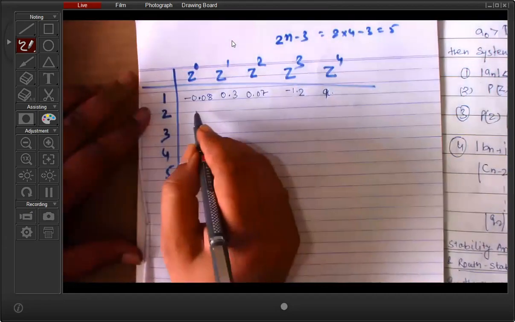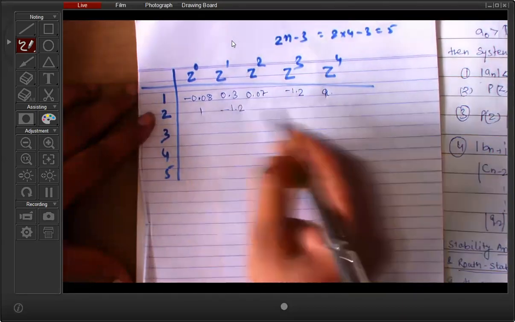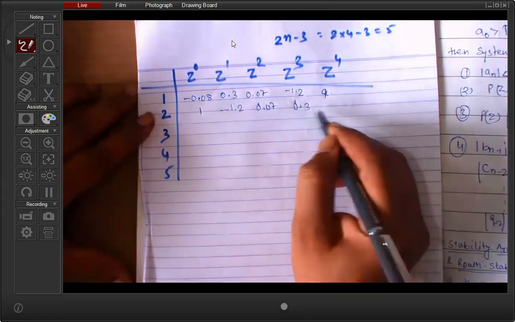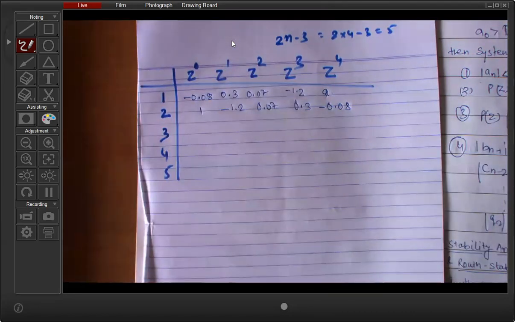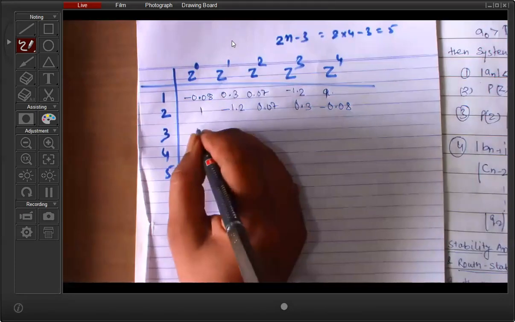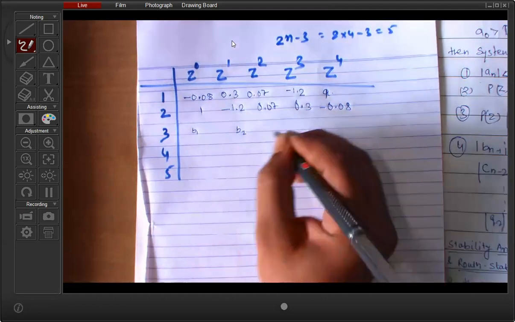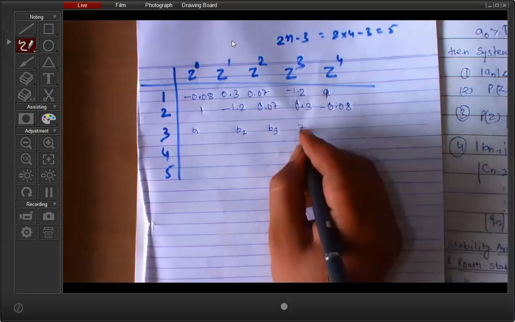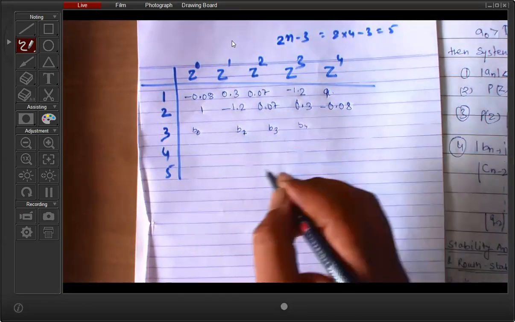Now what is the element of row 2? 1, minus 1.2, 0.07, 0.3, minus 0.08. Any problem? Any doubt? No, sir. So suppose the next elements are B1, B2, B3. That is, the total number of elements is 4, and B4. Okay. B0, B1. Just wait.